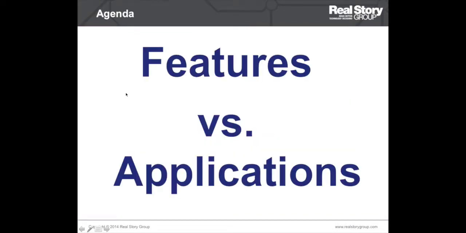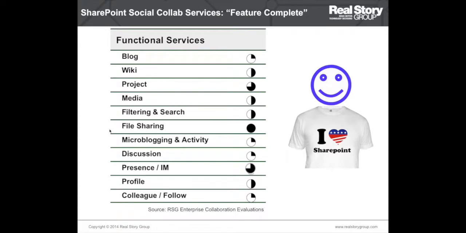So I'll talk about features versus applications. This is a traditional approach to looking at software. We see both business people and IT people take this approach. And features are important. It's one of the things we evaluate across all of our streams, which is how does this particular tool perform with respect to various functional services? So you can break down collaboration and social computing into different functional services as well, and you can evaluate these different tools.